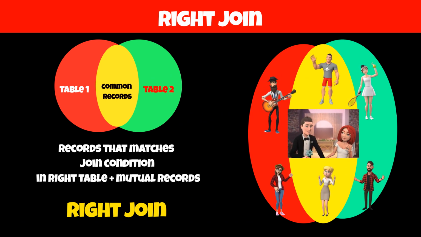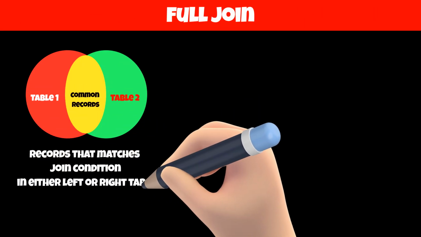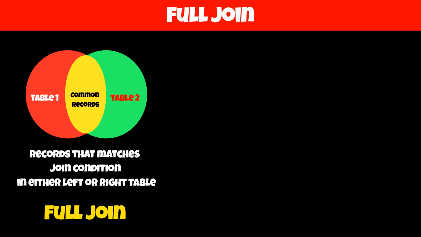This join is like a collection of all the people who are friends with Rachel and mutual friends of Ross and Rachel. The final type of join is called a full join, which creates a temporary merged table using all the rows from both tables that match the join condition. This type of join is a combination of left and right join.